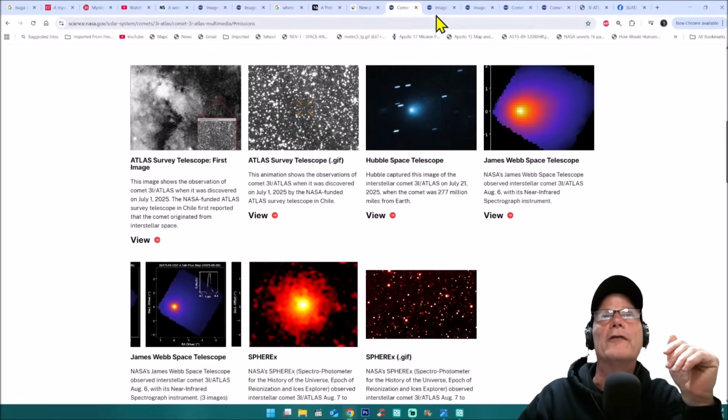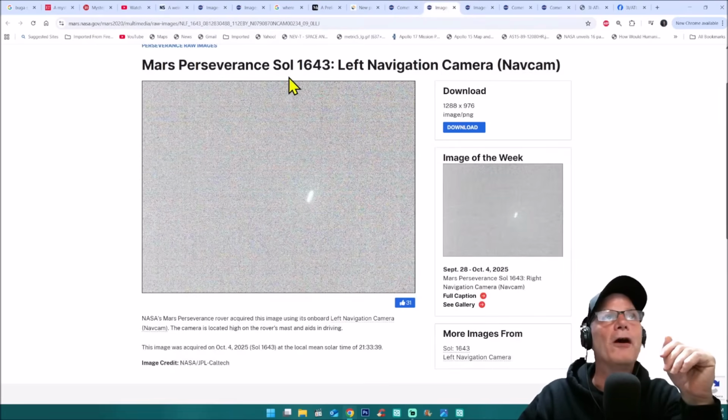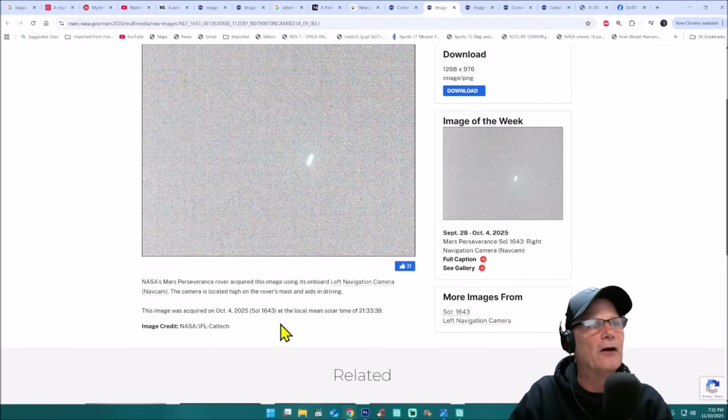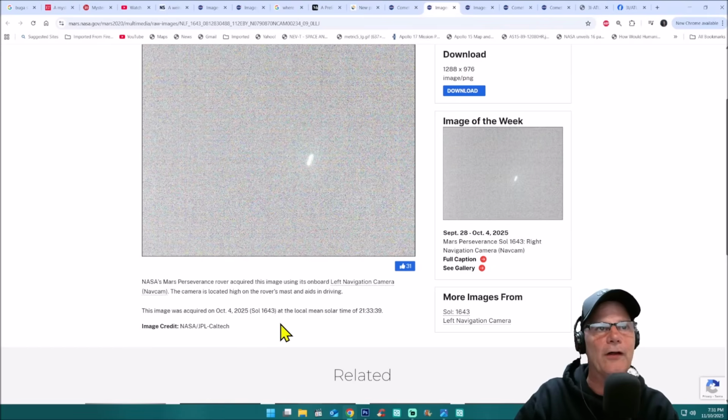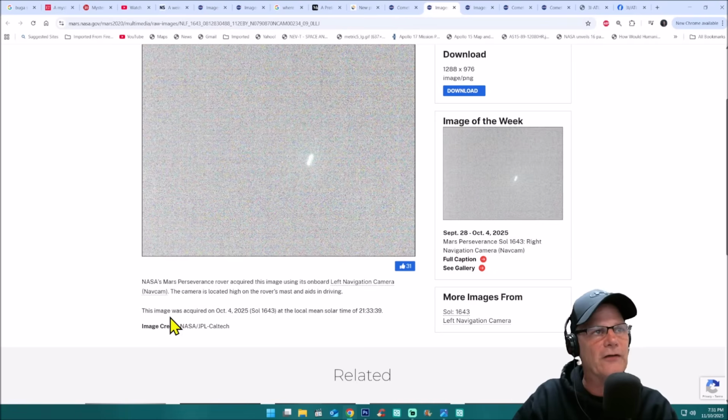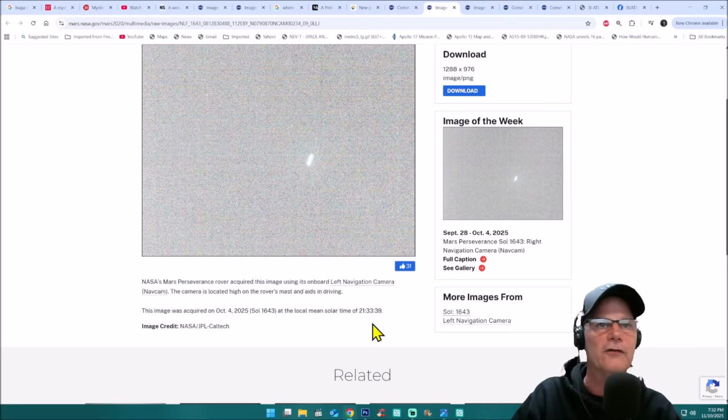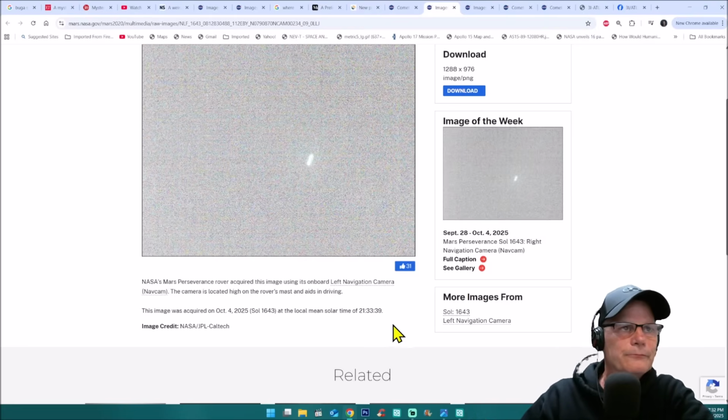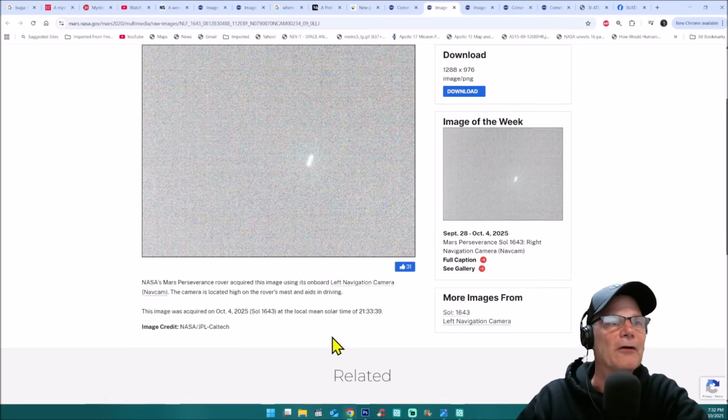Then we had photos like this. This is from the Mars Perseverance Sol 1643. And you see NASA's Mars Perseverance rover acquired this image using its onboard left navigation camera, or the NavCam. The camera is located high on the rover's mast and aids in driving, right? And then it says the image was acquired on October 4th, 2025 at a local mean solar time of 21 hours, 33 minutes and 39 seconds. So there you go, right? It says Image Credit, NASA, JPL, Caltech.